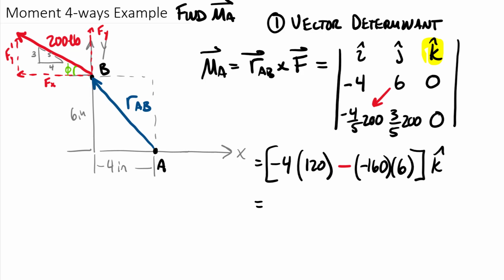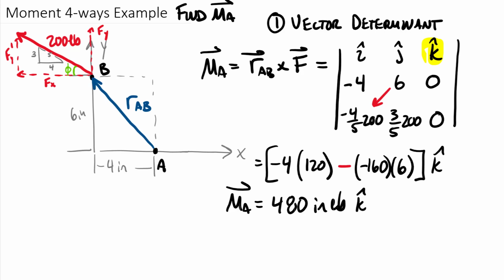Punching through the math, I end up with 480 inch-pounds in the k hat. Okay, so this is my moment about A, and it is a vector because I included the unit vector. If I didn't include the unit vector, it would be a scalar. Okay, so there is my vector determinant.